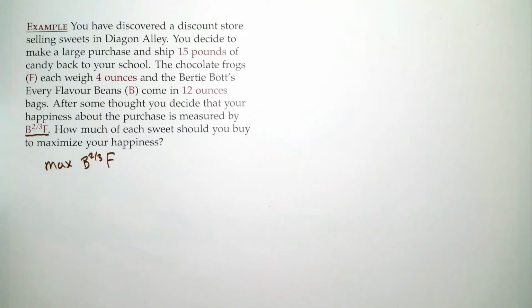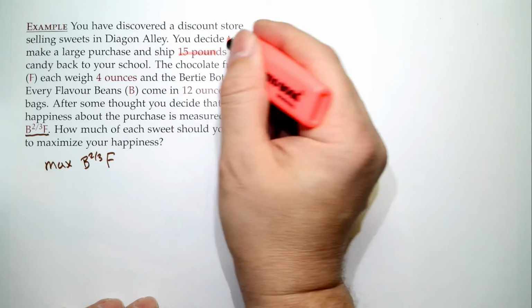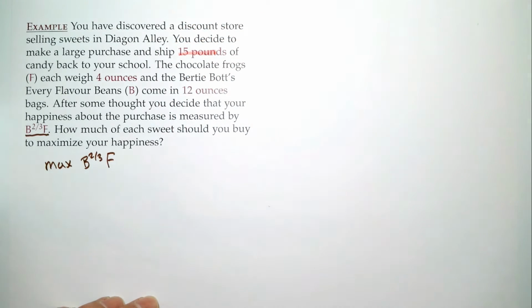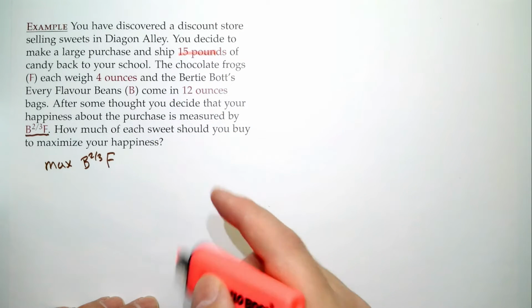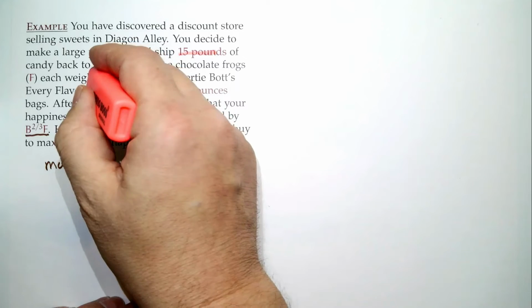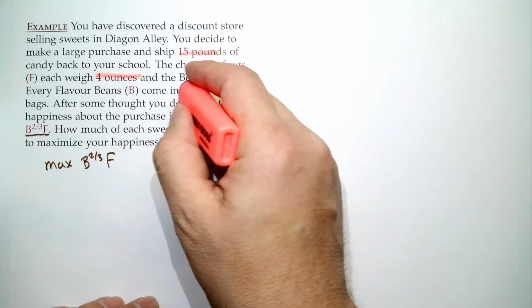What's our challenge right now? There's 2 variables, which is too many. So we say, okay, we need to get rid of one of the variables, which means we're looking for a relationship. Now there's a couple of key words here. There's the 15 pounds. So whenever I see a number, I think, okay, that's a limitation. So the chocolate frogs weigh 4 ounces, and the beans weigh 12 ounces.